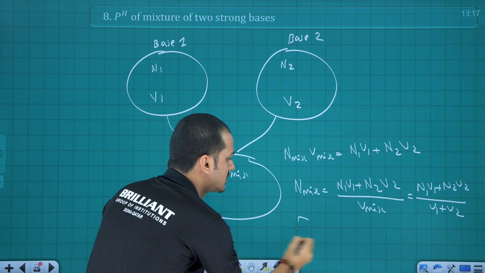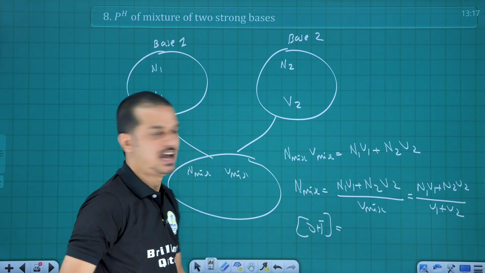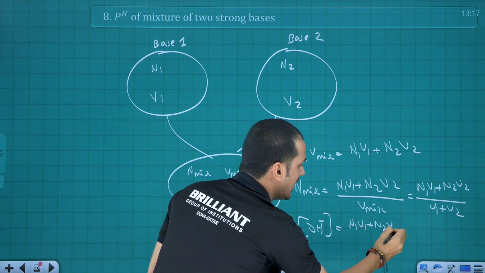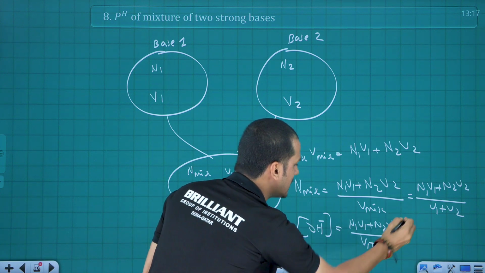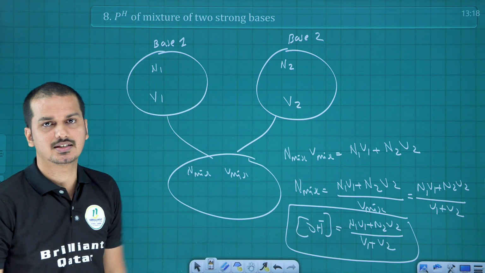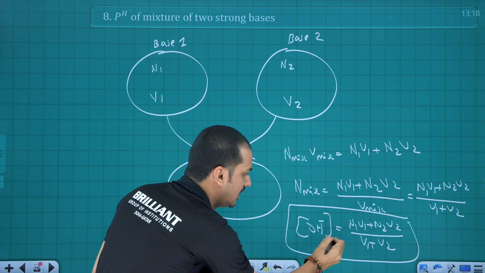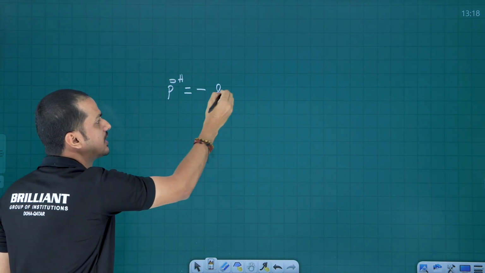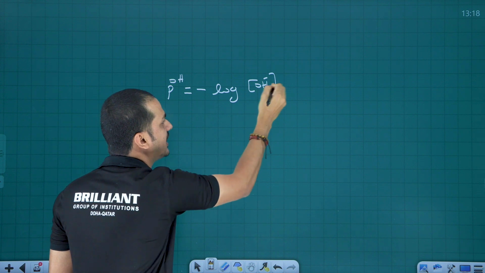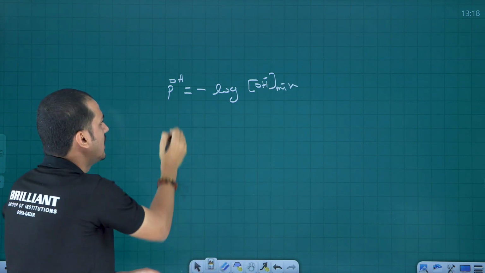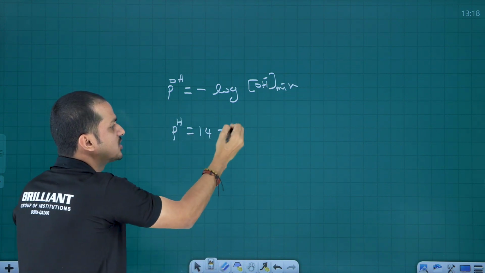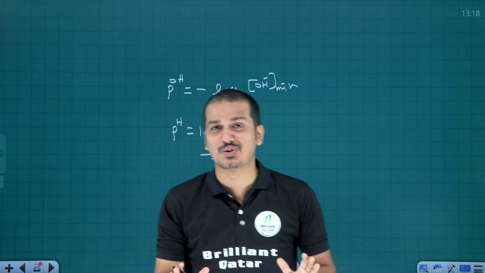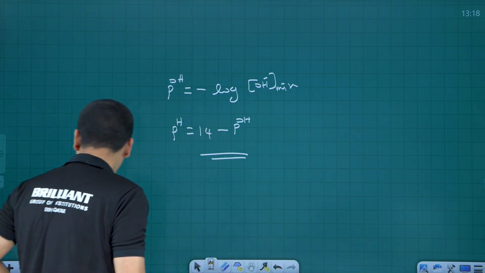This is nothing but the concentration of OH minus. N mix is the concentration of OH minus equal to N1 V1 plus N2 V2 divided by V1 plus V2. That is OH minus. So if you know the OH minus of the mixture, then you can find out pOH equal to minus log concentration of OH minus mix. From that you can calculate pH. pH equal to 14 minus pOH. How easy it is? Simple. Clear or not? Yes.